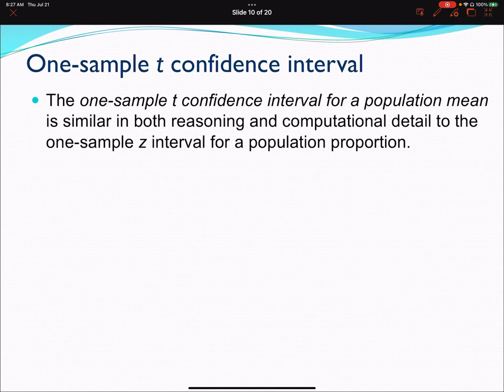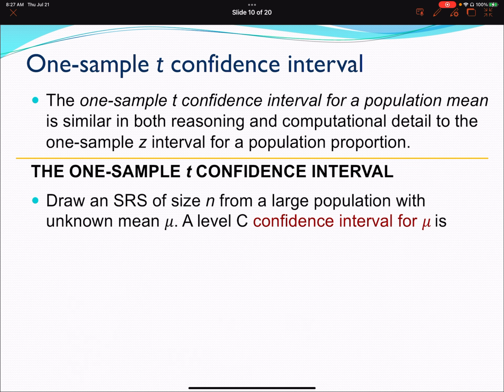So let's talk about one sample t confidence intervals and how we're going to calculate those. The one sample t confidence interval for a population mean is similar in both reasoning and computational detail to that of a one sample z interval for a population proportion. We're going to draw a simple random sample of size n from a large population with an unknown mean, and this confidence interval is going to help us estimate this mean.